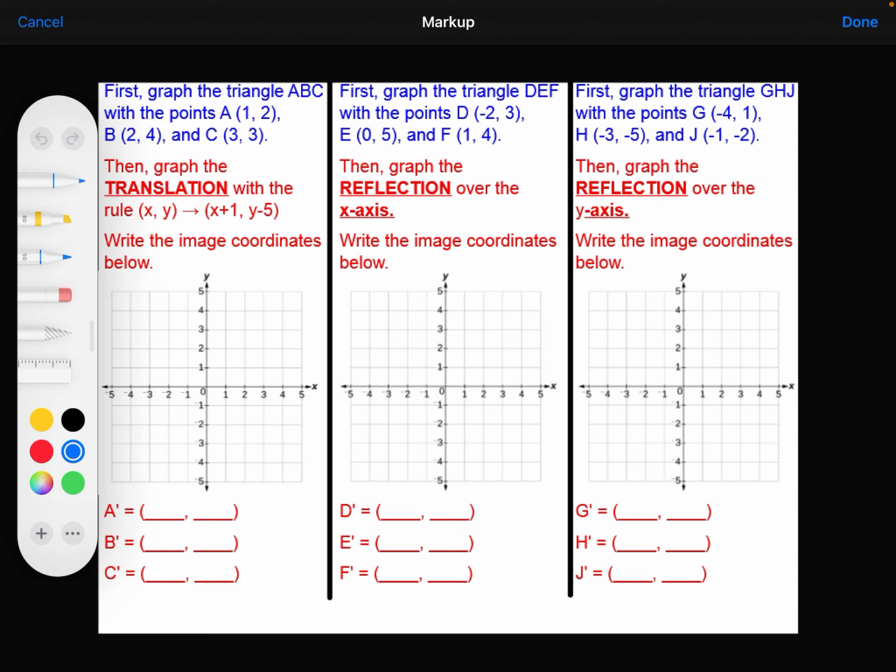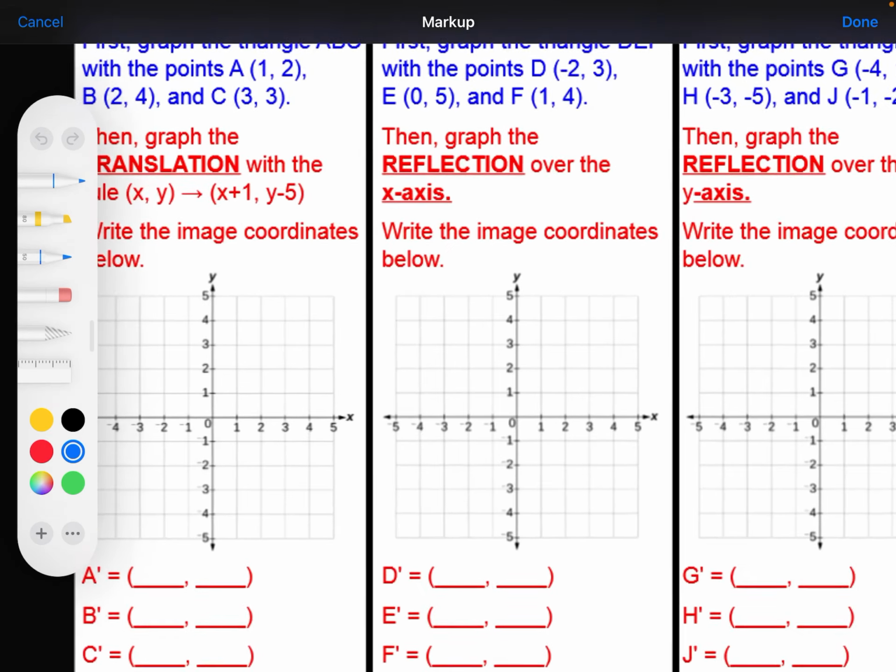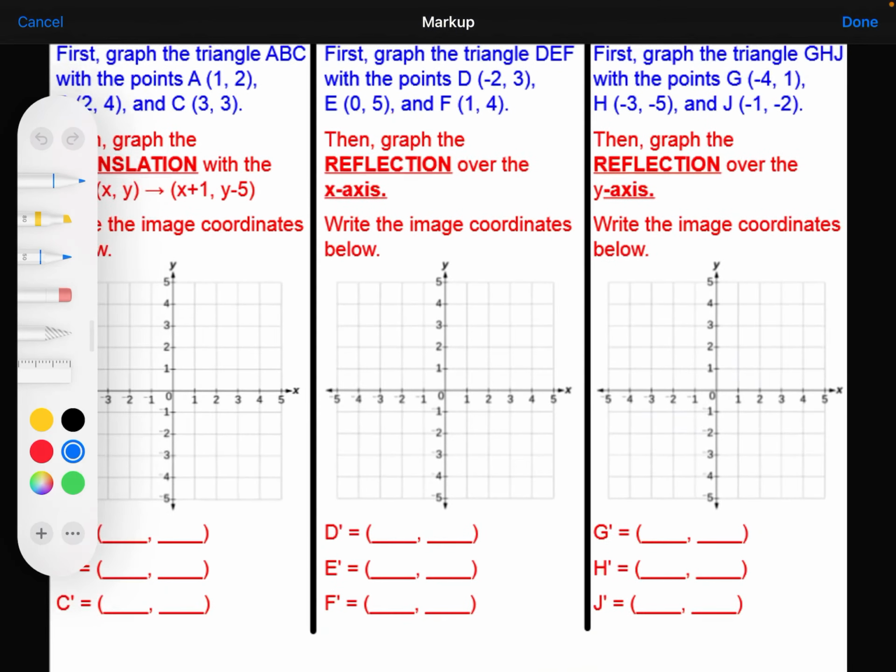So first, translations. For all these problems, the first thing you'll have to do is graph your points. And so I can see here at the top, if it's going to let me zoom in a little, I have a point at 1, 2, that's point A, 2, 4, that's point B, 3, 3, that's point C. I'm going to connect them into a triangle. I'm going to label them A, B, C.